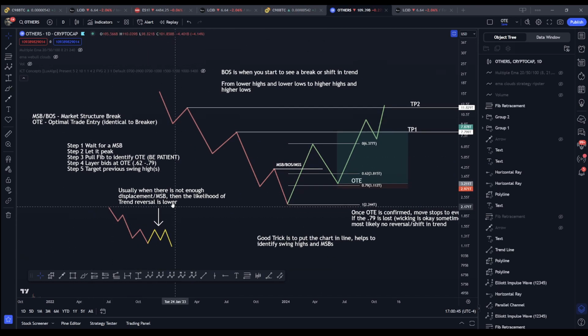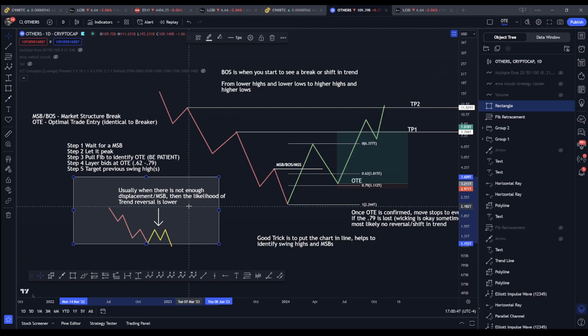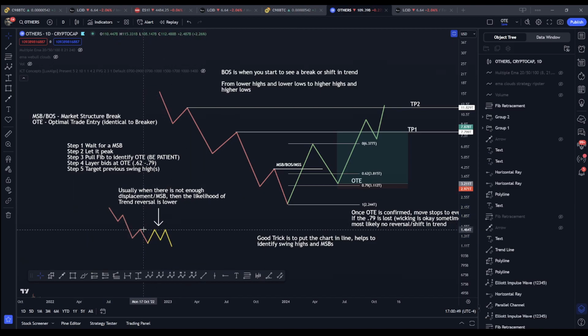So one thing to note is this: if you don't get a good break, then usually there's not enough displacement, meaning all the candle bodies being above the previous swing high. The likelihood of the trend reversal is lower, so most likely it's going to continue down, right?